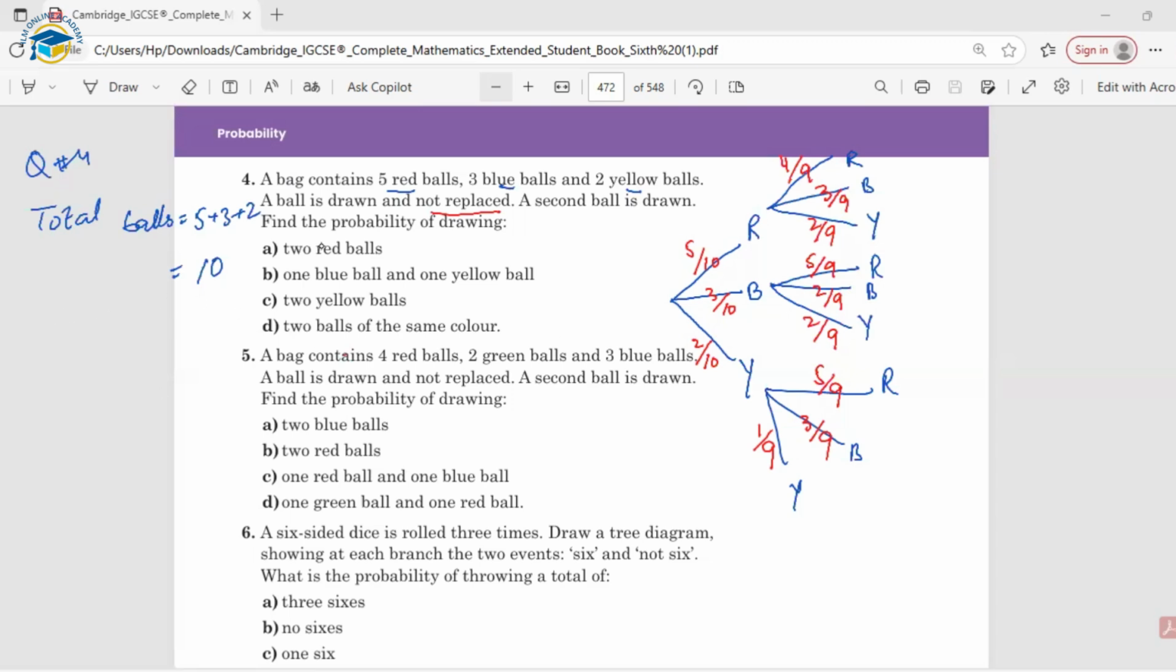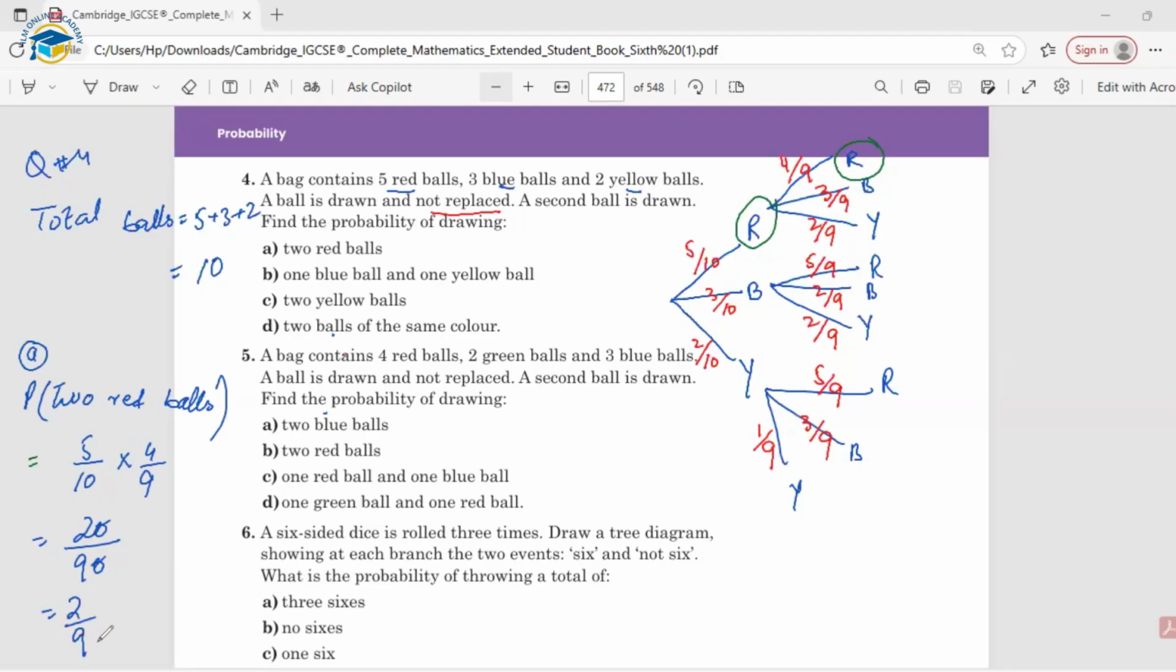Next, moving towards the question parts, the A part is the probability of 2 red balls. For red balls, here we have 1, here we have 1. One red ball is 5 by 10. The second red ball is 4 by 9. 5 times 4 is 20, 10 times 9 is 90, so 20 over 90. If you want to simplify, cancel out the zeros.